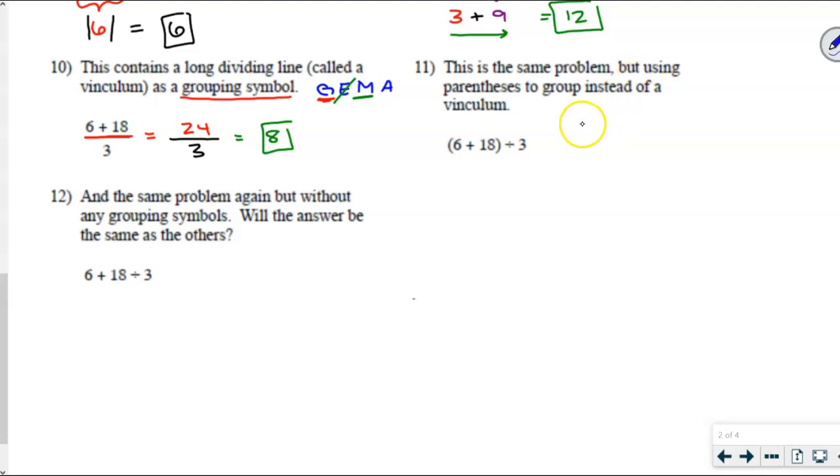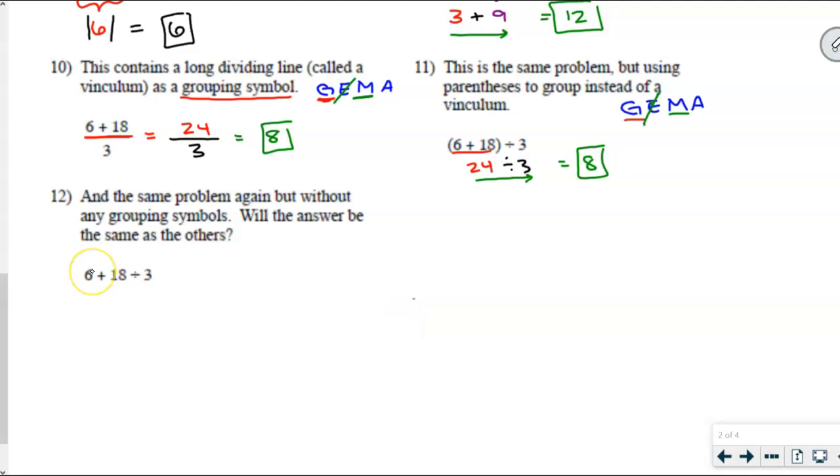Let's go through this in the same way. Any grouping symbols? Yeah. It's parentheses this time. So let's do that. 6 plus 18, 24, just like it was before. Any exponents? No. Any multiplication or division? Yeah. Oh, I forgot to bring it down though. Divide by 3. And 24 divided by 3 is equal to 8, just like it was before.